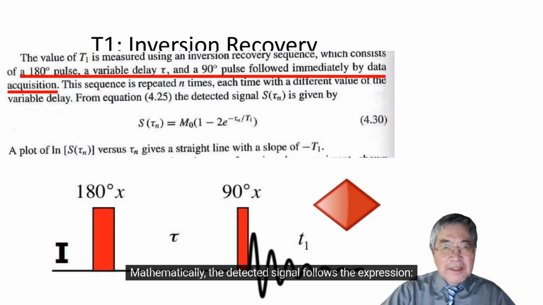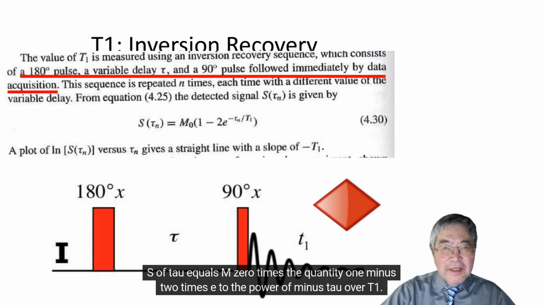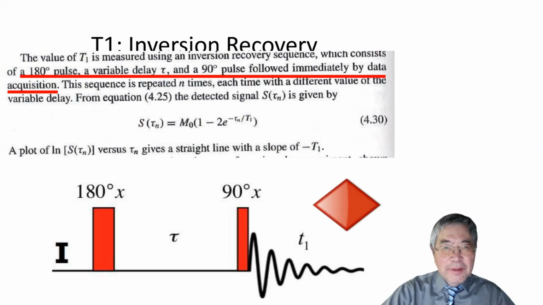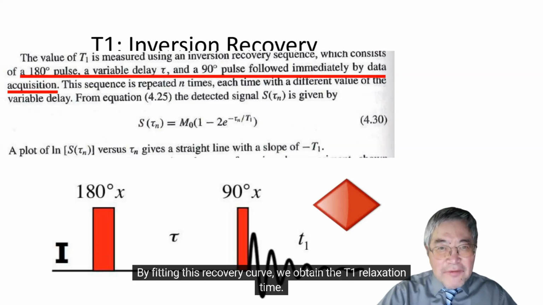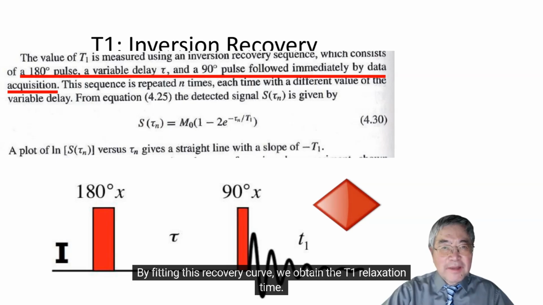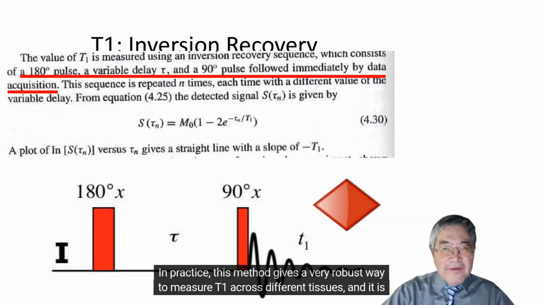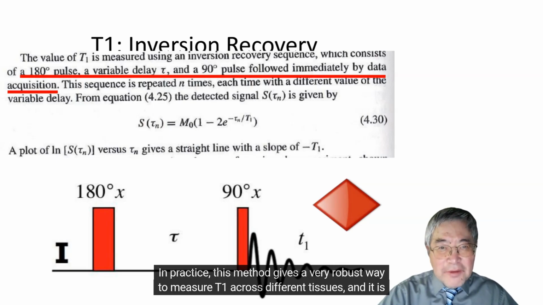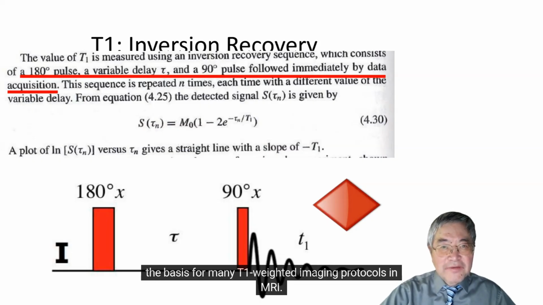Mathematically, the detected signal follows the expression S of tau equals M0 times the quantity 1 minus 2 times e to the power of minus tau over T1. By fitting this recovery curve, we obtain the T1 relaxation time. In practice, this method gives a very robust way to measure T1 across different tissues, and it is the basis for many T1-weighted imaging protocols in MRI.